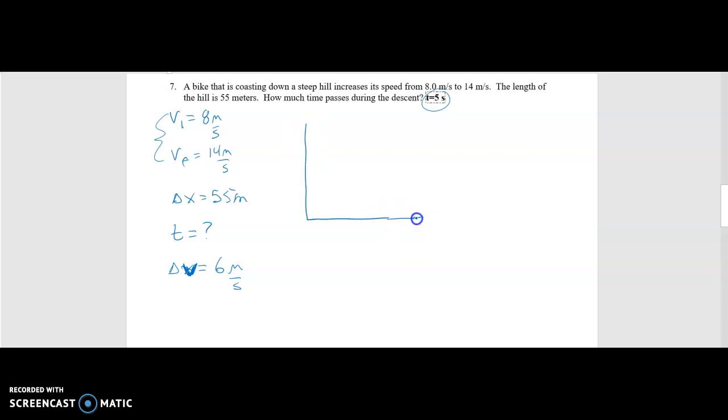VT graph. Velocity, time. This one starts not at 0, it starts at 8. So let's put that there. And then it increases to 14. So let's put an 8 there. You don't need to put numbers, but sometimes it helps visualize things. And this is the end of the time. All right, there's a good looking graph.